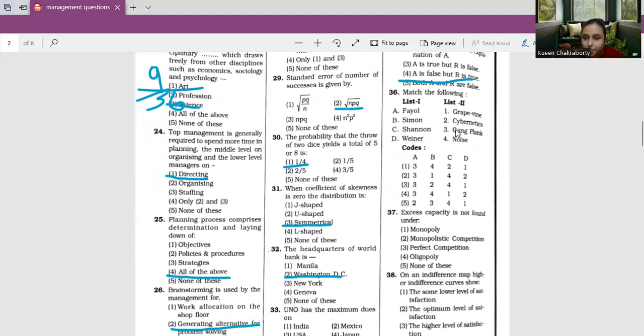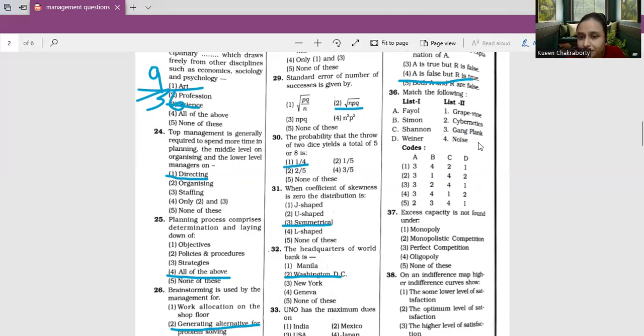Match the following. On one side we have list 1 and on the other side list 2. In list 1 we have Fayol, Simon, Shannon, Wiener. In list 2 we have Grapevine, Cybernetics, Gangplank and Noise. Right? This is what we have in lists 1 and 2. So the correct codes for A, B, C, D have been already discussed, so let's come to the detailed discussion.